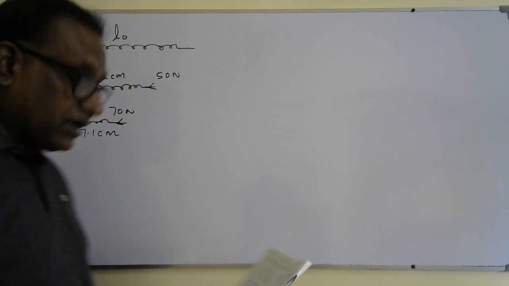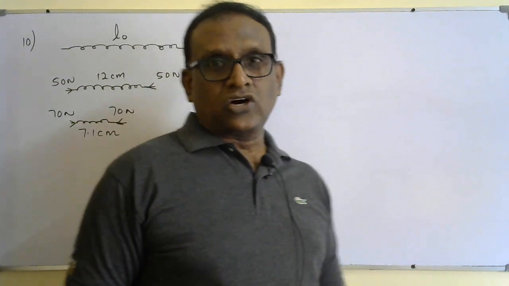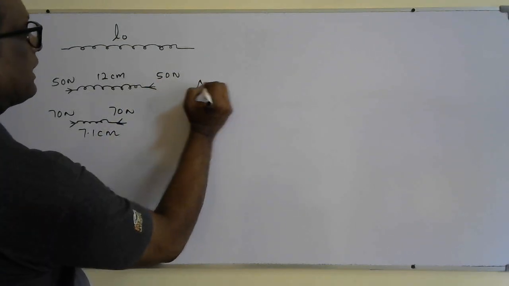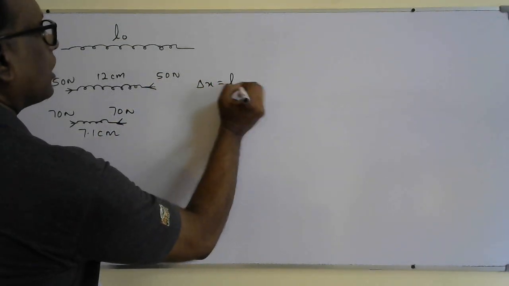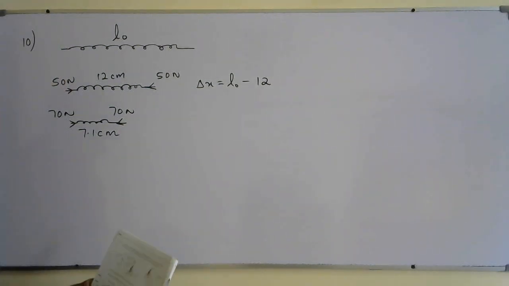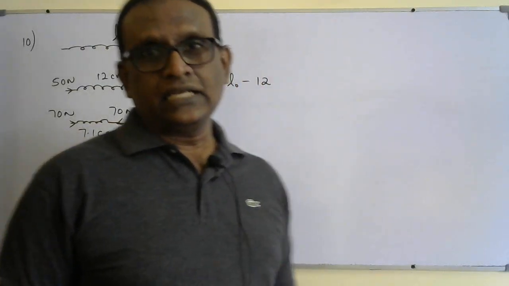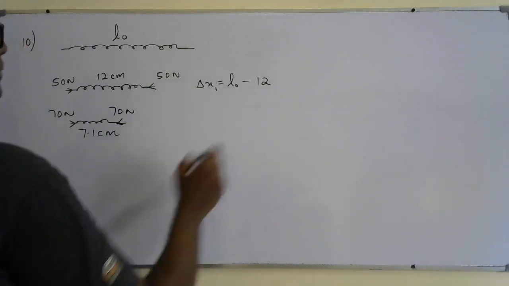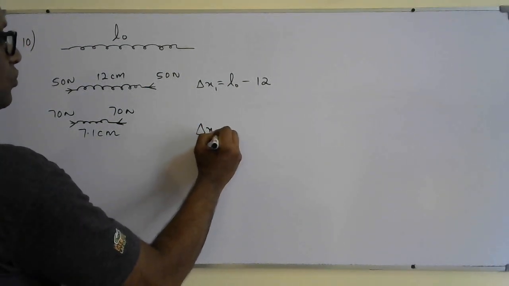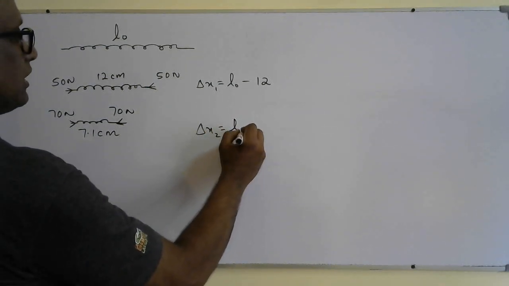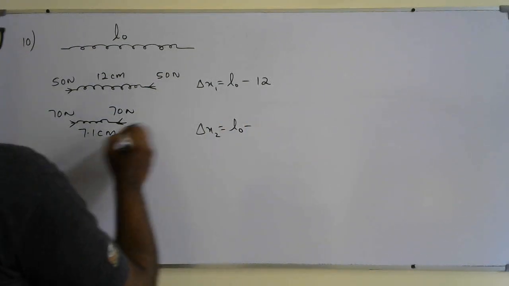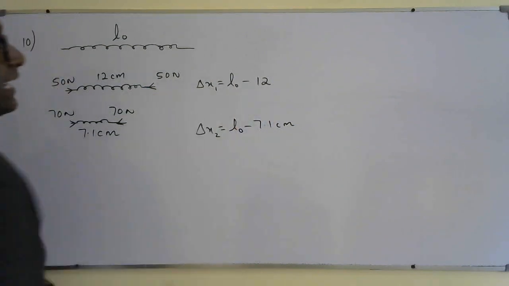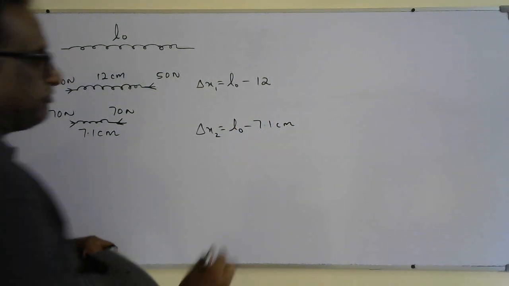Okay, the question is, what could be the expression for spring constant K? So here I can write the natural length is L0. So here the compression delta X will be L0 minus 12 in centimeter. They are asking to find the K in Newton per centimeter, so I don't need to convert centimeter to meter. So here delta X1 is L0 minus 12. Here the delta X2 when the force 70 Newton acts is L0 minus 7.1 centimeter. Okay, so for this I can use Hooke's law, F equals K delta X.